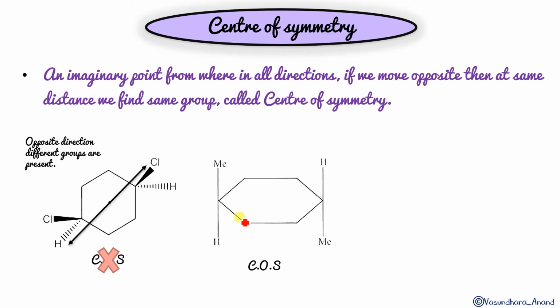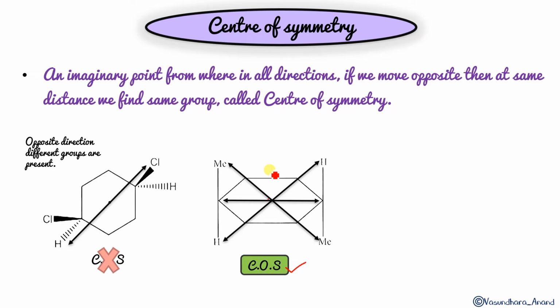Just take an imaginary point over here and go in the opposite direction. If you are going in this way, I'm going to get methyl. Here, in the opposite direction, I'm going to get methyl. In this way, hydrogen. So is there a center of symmetry? In all directions, if we move in the opposite direction, we are getting the same thing. Yes, same compound. So that means yes, there is a center of symmetry. So this molecule will not show chirality and hence the compound will be optically inactive.